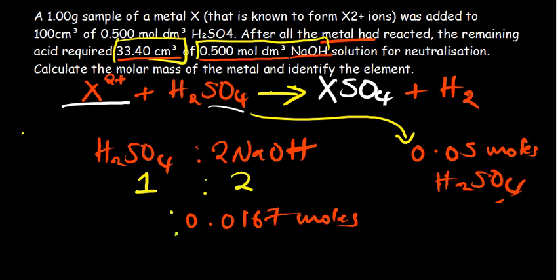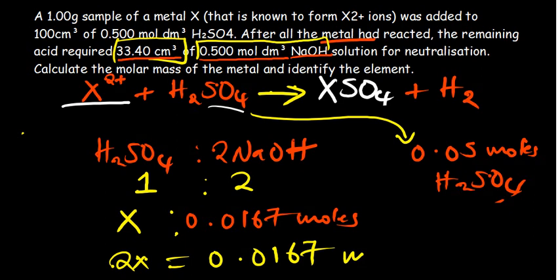So we'll put X on the part for the sulfuric acid. What we need to know is the number of moles. If we cross multiply, we have 2x being equal to 0.0167. Remember, the number of moles that we had calculated were for the sodium hydroxide. So if we divide by the 2, we'll get the number of moles of our sulfuric acid. I'm getting 8.35 times 10 to the power negative 3 moles.